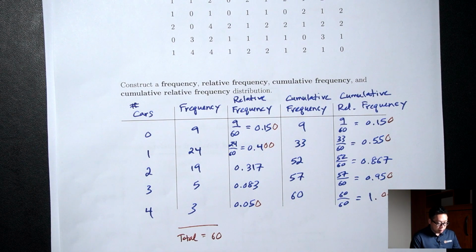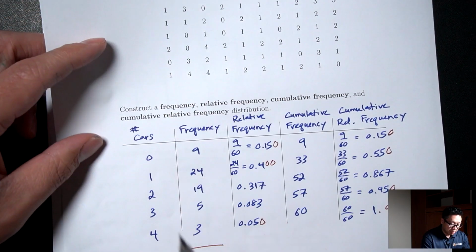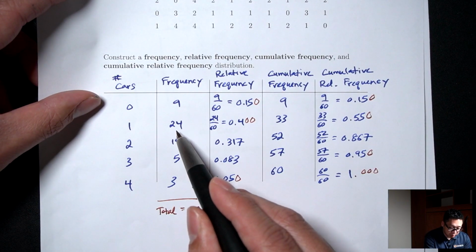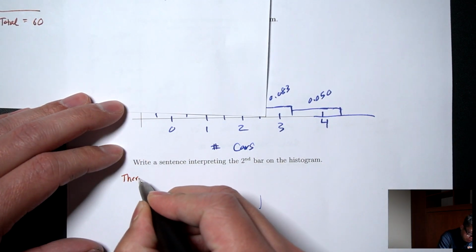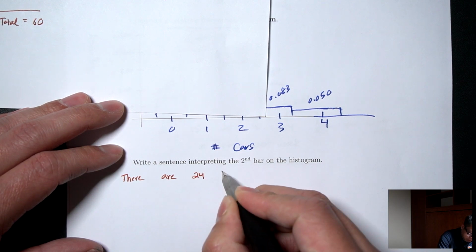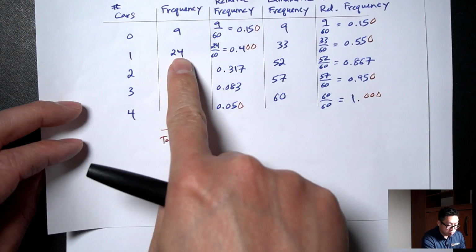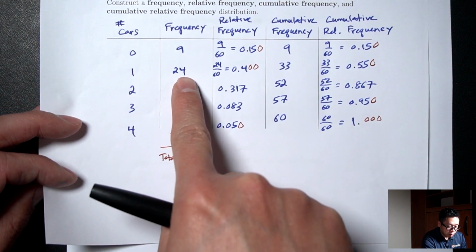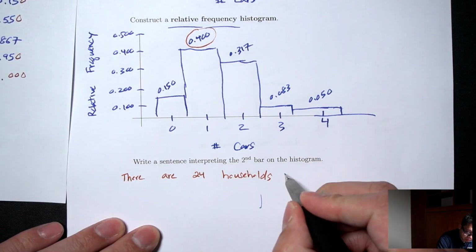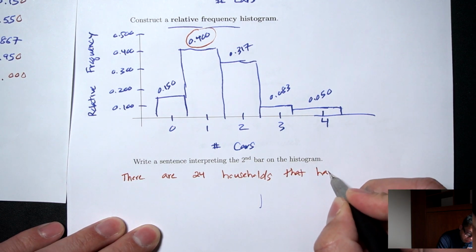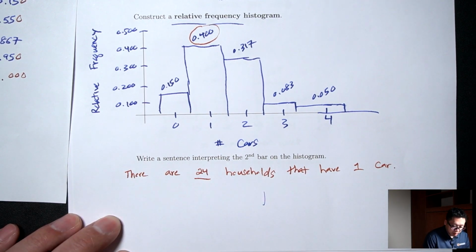So I want to interpret this 24 and this 0.400 frequency. The type of sentence I want you to write is, this 24 is counting how many, we're talking about households here. So how many households? So there's 24 households. What's special about these 24 households? They have one car. So I'm looking for 24, and then what's special about them?